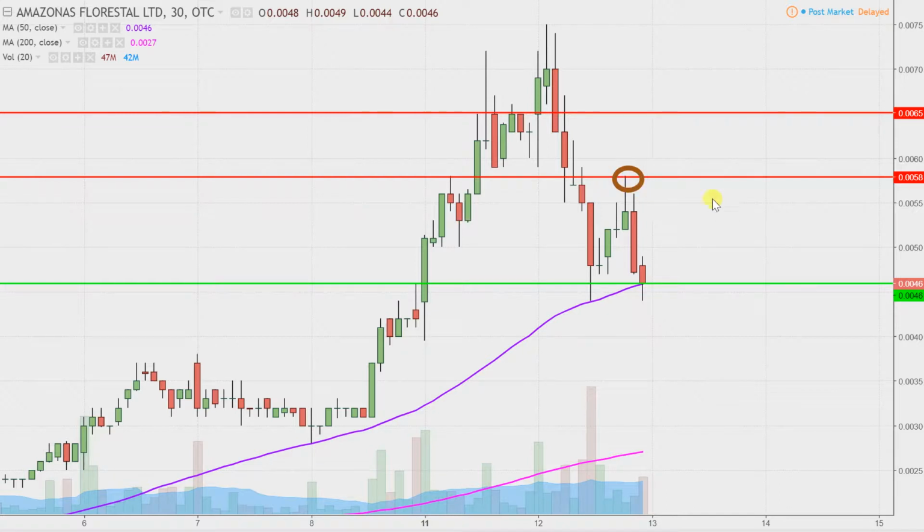So I'm not saying it's impossible to break through 0058. I'm just saying it makes sense why that little miniature bounce right there was rejected. So 0058, that key level of resistance, and then that purple line, which is matching up with this green line here at 0046, definitely the important level of support going into tomorrow. So we'll see what happens.